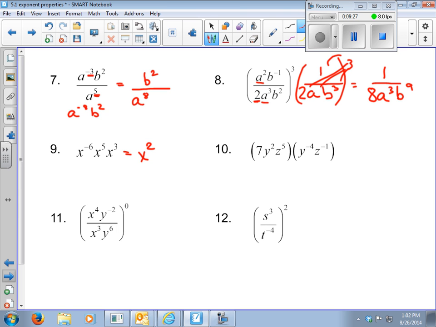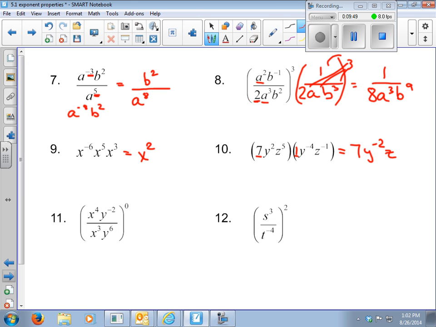Number 10, we have several things that are going to be put together here. This is a product property again. 7 with nothing to go with it is still 7. Y to the 2nd and y to the negative 4 is y to the negative 2. We're going to have to flip that. Z to the 5th, z to the negative 1. 5 plus negative 1 is 4.